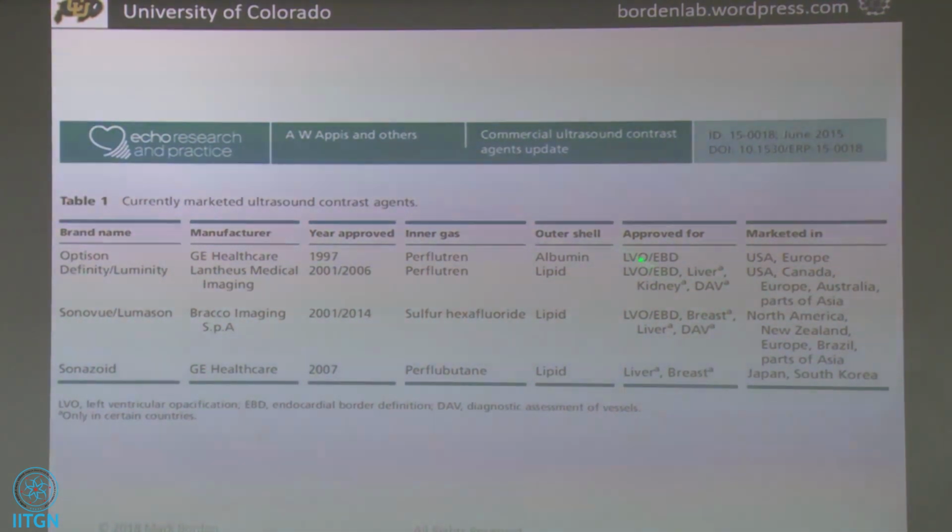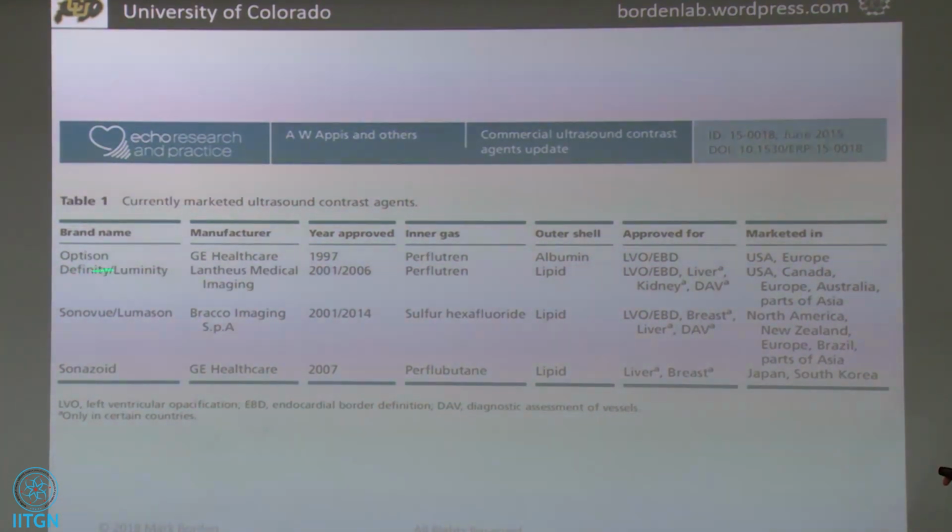This is approved for LVO. LVO stands for left ventricular opacification. So these are patients where it's hard to see the left ventricle because of obesity or some other problem that the imaging would have. And also EBD, so endocardial border definition, marketed in the US and Europe.